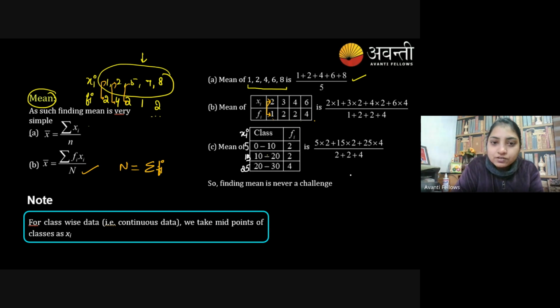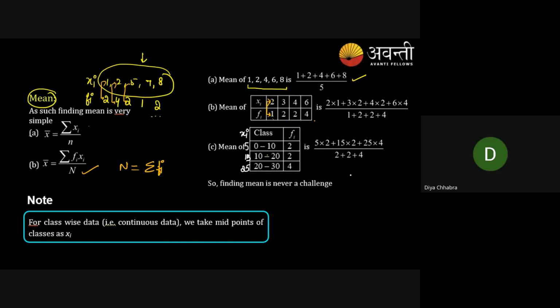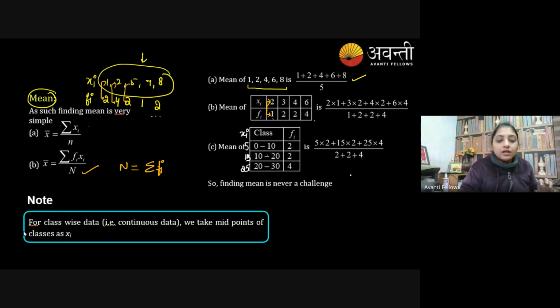Now fi is known to you, xi is known to you. You just need to multiply and divide by total frequency. Yes, ma'am. So many students had doubts that in class 10th we had the shortcut method and the step deviation method. These are not useful for me till there. I'm just going through the basic definitions of what mean, median and mode were. Clear to everyone?